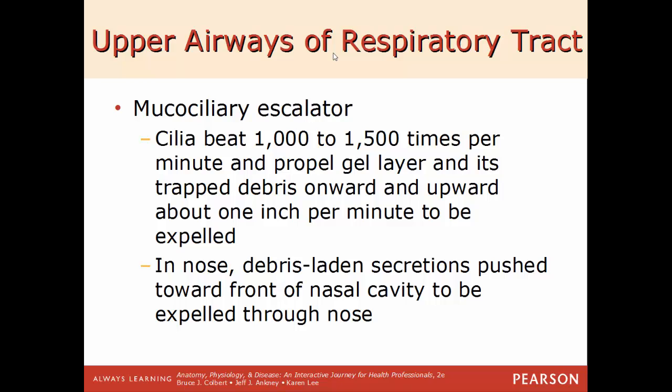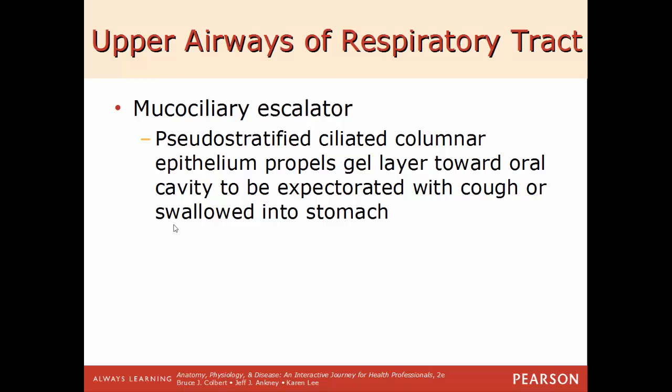Now, in the nose, debris-laden secretions push toward the nasal cavity to be expelled through the nose. So basically, when you blow your nose, this is what is being expelled, the stuff that's been propelled forward to your nose. The cilia found on these pseudostratified columnar cells will propel this gel layer toward the oral cavity to be expectorated with cough or swallowed into the stomach. Either way, the trapped debris gets removed. You can cough it out, spit it out, or if you swallow it, it'll go down to the stomach to be destroyed. Okay?